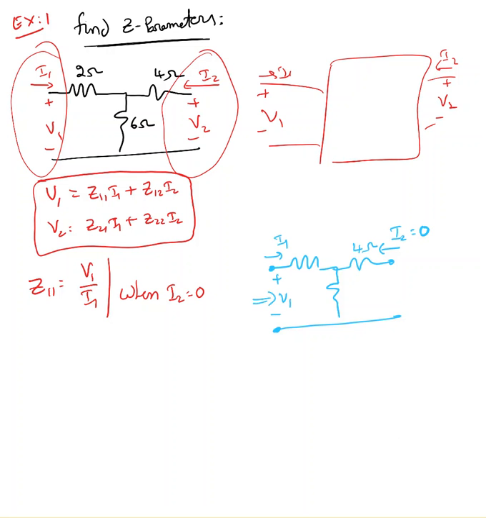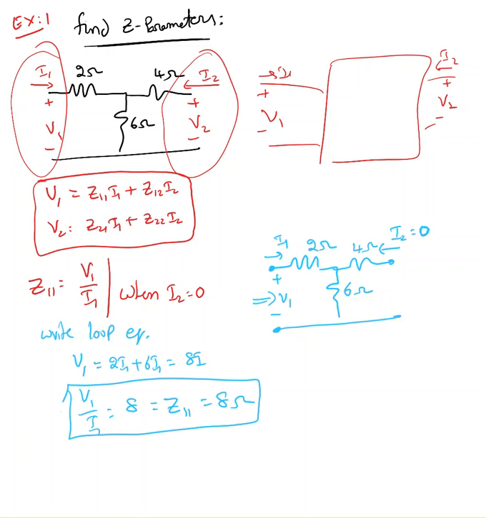Okay, so can I write the loop equation? If I write the loop equation, that's 2 ohm, that's 6 ohm. So applying loop equation is nothing but KVL. If I apply KVL, V1 equal to 2I1 plus 6I1. So it's going to be 8I1. I can write V1 over I1 equal to 8, which is V over I, which is nothing but Z11. Z11 equal to 8 ohms.